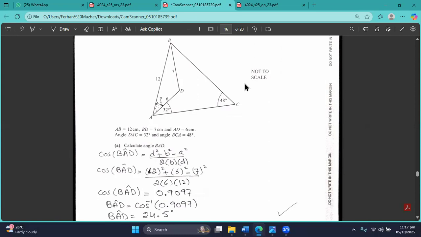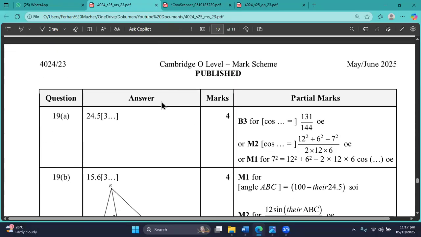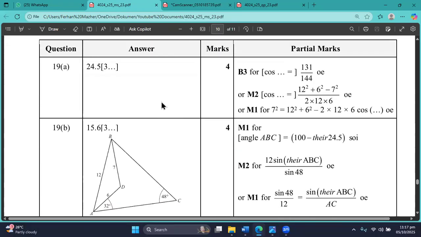So very simple. B and D are the arms of the angle, and A is the side opposite to that angle. So 24.5, let me check, sir, question number 19. So 24.5 is the right answer, sir.